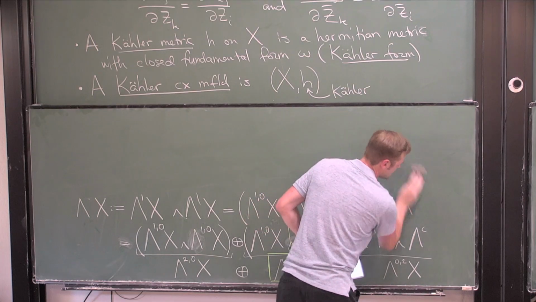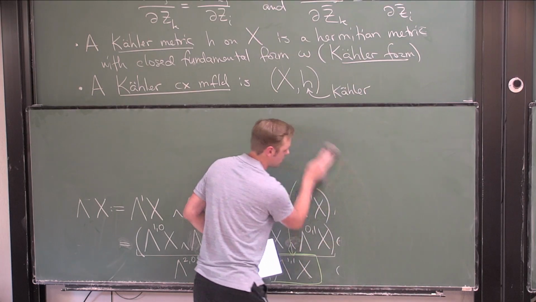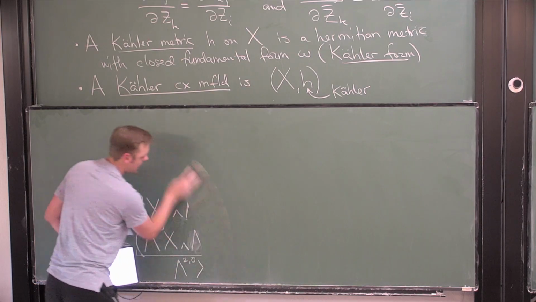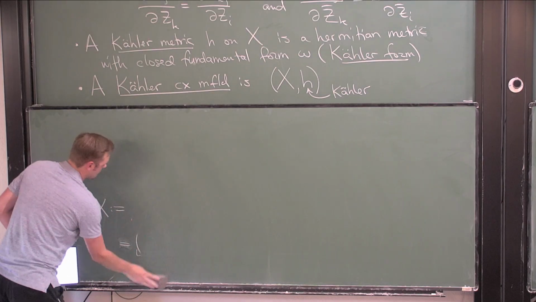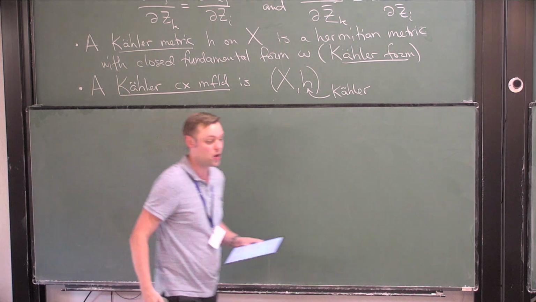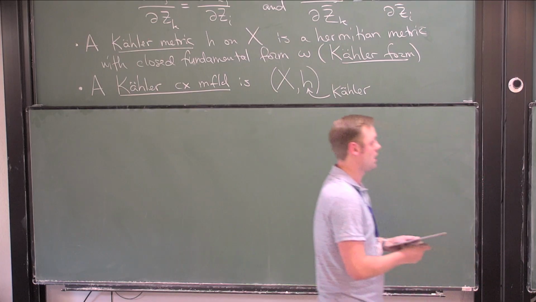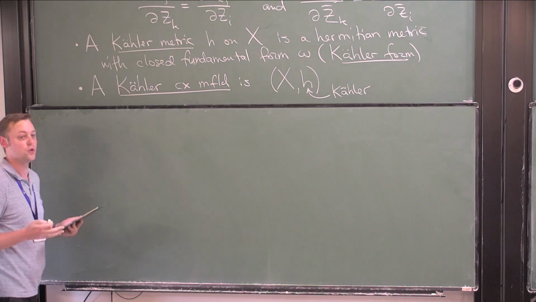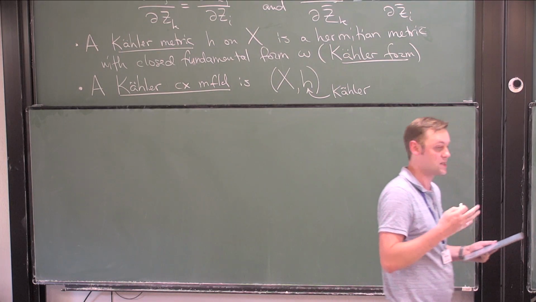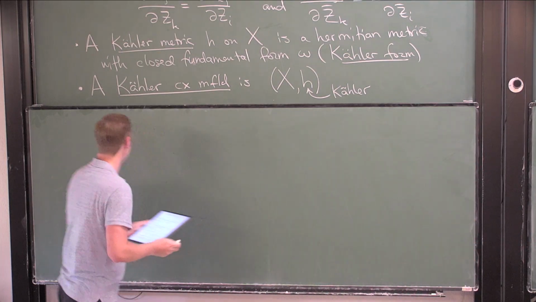So I'm insisting that this fundamental form associated with the metric is a closed form. That has important implications. If you've studied de Rham cohomology, you know that if you have a differential form which is closed, then it has a well-defined cohomology class.